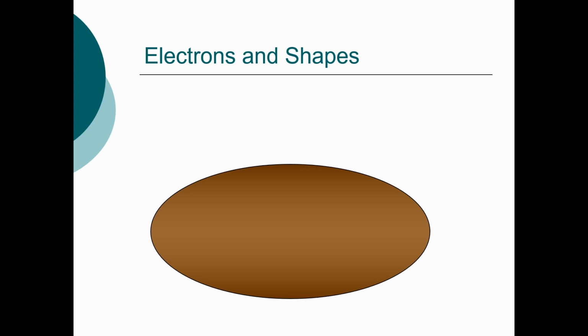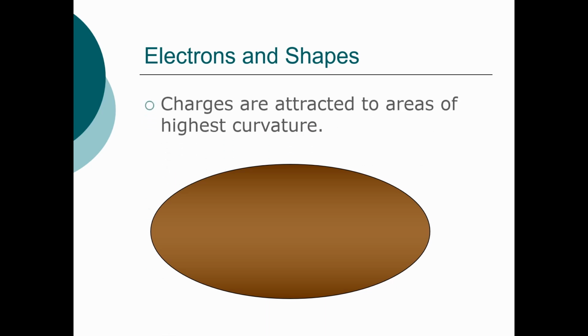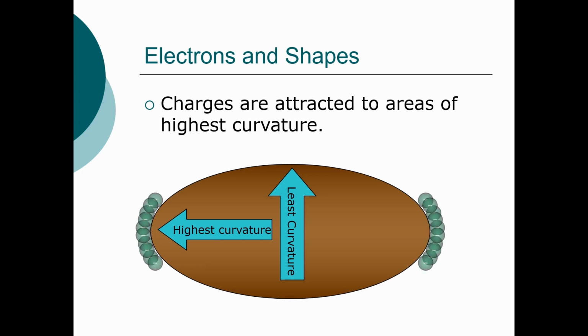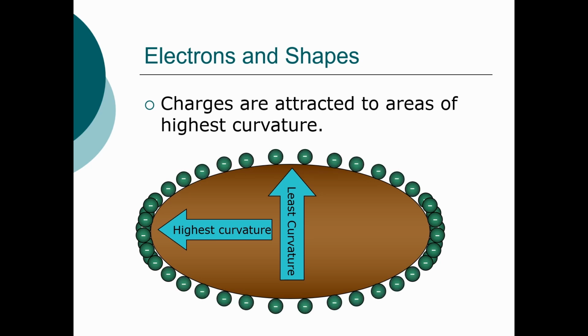Additionally, it was found that static charges tend to collect or concentrate around particular shapes. The brown shape below is an example of a shape with two distinct curvatures. The top and bottom of this particular shape display a gentle curvature, while the ends have a sharper or higher curvature. In the case of this object, charges will concentrate or are attracted to the ends, where the curvature is greatest, and the charge is more spread out on the top and bottom, where the curvature is less.